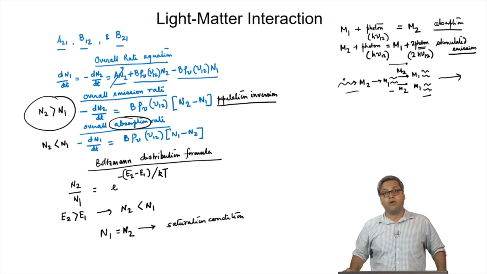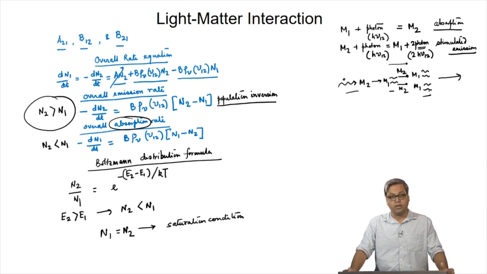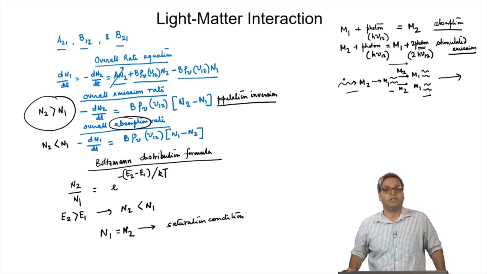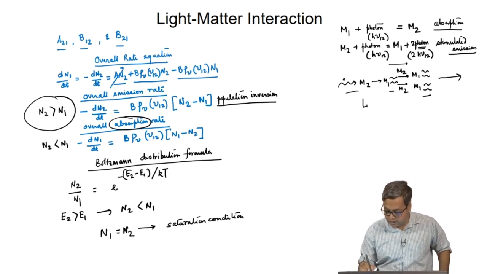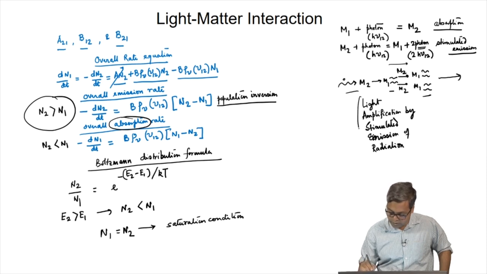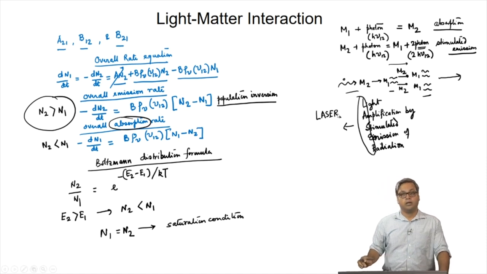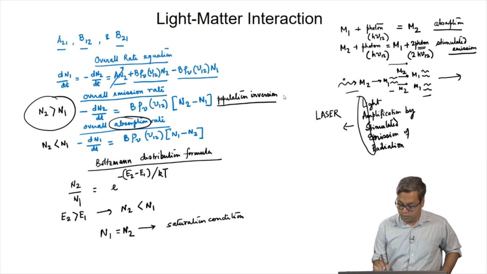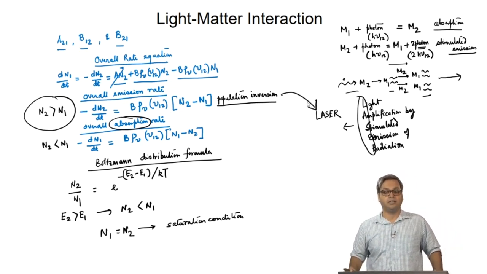Increase in the number of photons of a given frequency means an increase in the intensity of light of that frequency, or in other words, because there is an increase in the intensity of light, we have light amplification. Thus, we can have light amplification by stimulated emission of radiation. So, if I take the first alphabets, what I get is laser. But one has to keep in mind that the condition of population inversion is the necessary condition for laser.